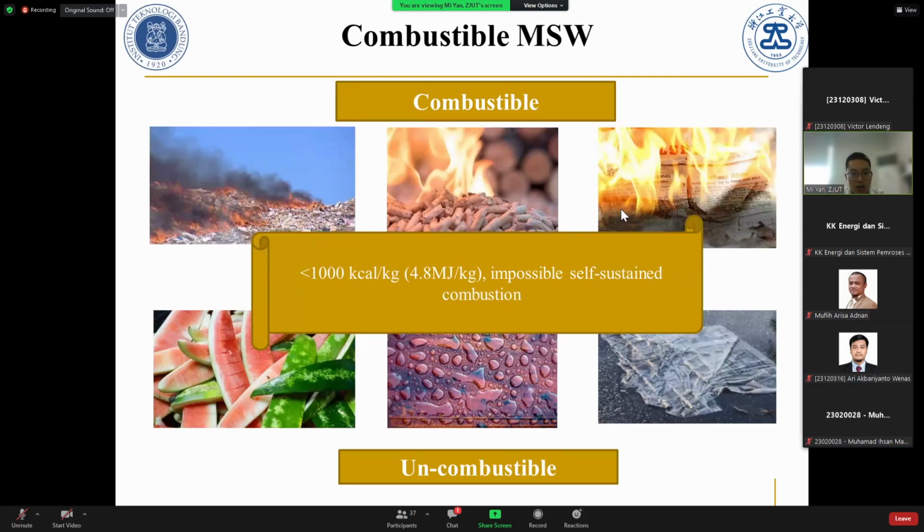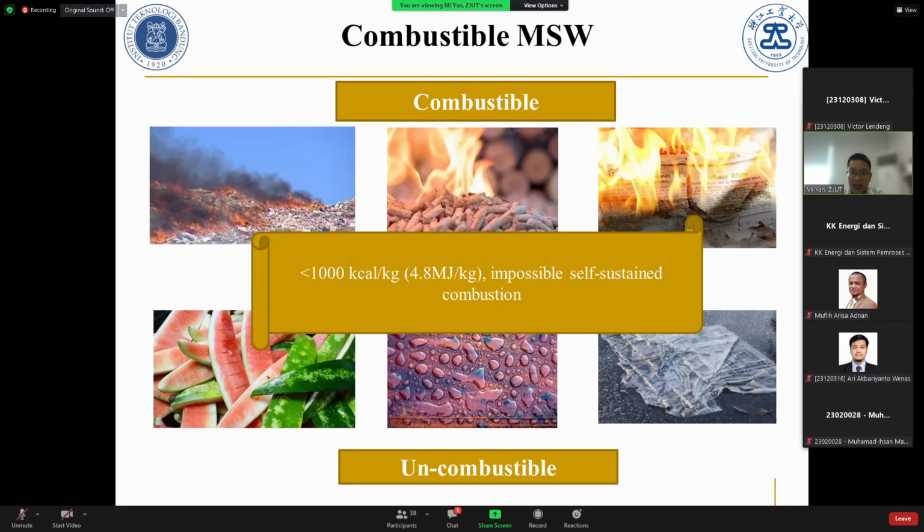As we know, some materials are combustible, such as in the open dumping site, the MSW can burn, and the biomass pellet can burn, and dry newspaper can burn. But as we know, watermelon peels, wet wood, and wet newspaper cannot burn, or do not burn easily, right? So MSW is actually all the materials mixed together, so it's a complex mixture.